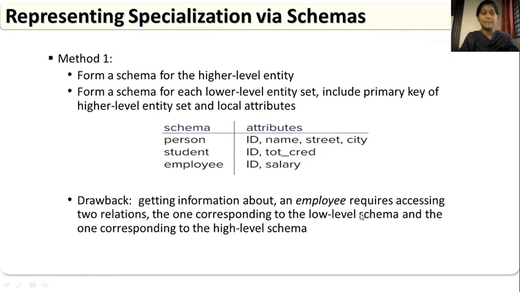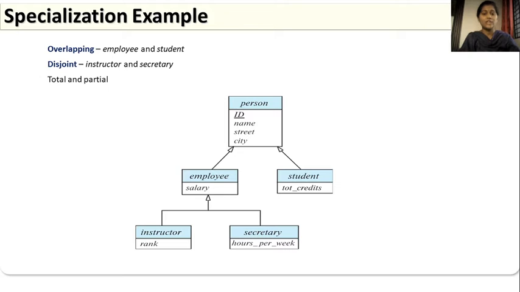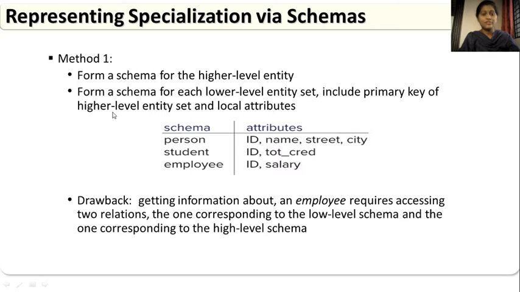Specialization example, the representation of specialization via schemas. There are some methods. The first method: form a schema for a higher level entity. So first you have to draw a schema for a higher level entity, that is person. Then for each lower level entity set, form a schema that includes the primary key of the higher level entity set and local attributes. For example, person, student and employee are the schemas and their respective attributes: ID, name, street, city, then ID, total credit points, and ID, salary regarding the employee.